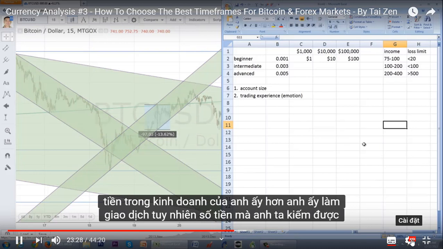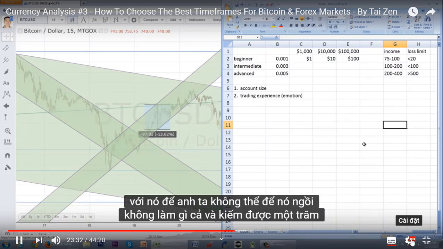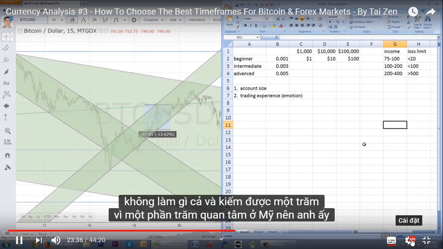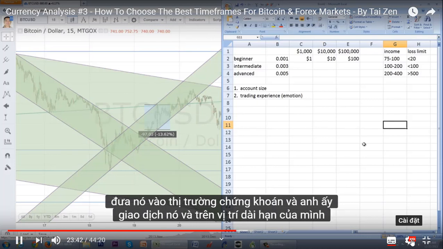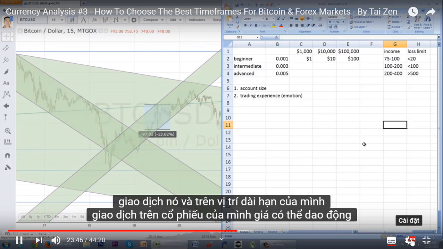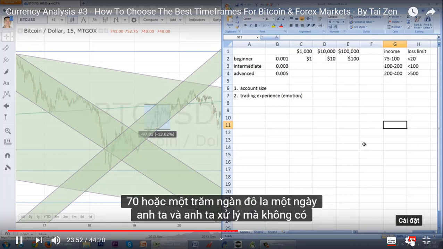However, the money that he makes from his business, he has to do something with it. He just can't let it sit there doing nothing and earn 0.1% interest in America. So he puts it into the stock market and he trades it. On his long-term position trades on his stocks, the price can swing $70,000 or $100,000 a day on him, and he handles that with no problem.